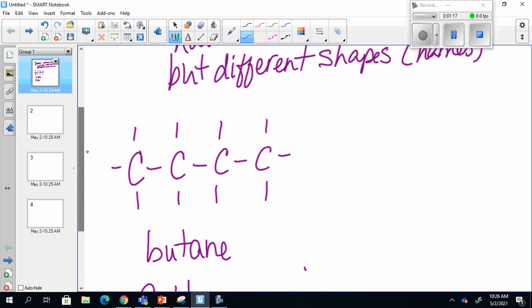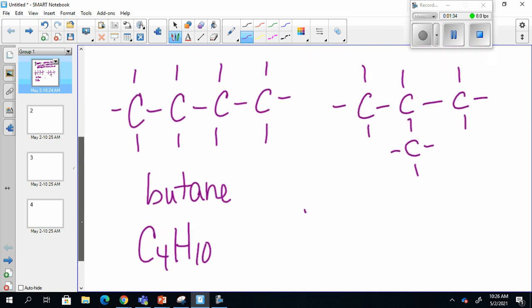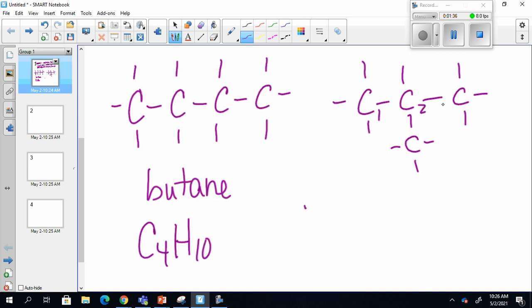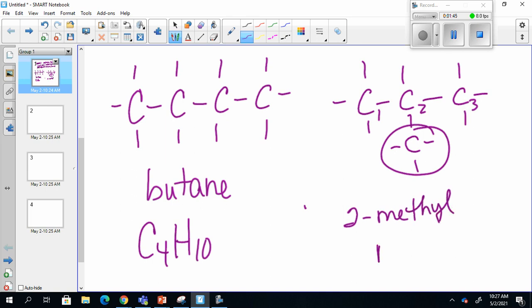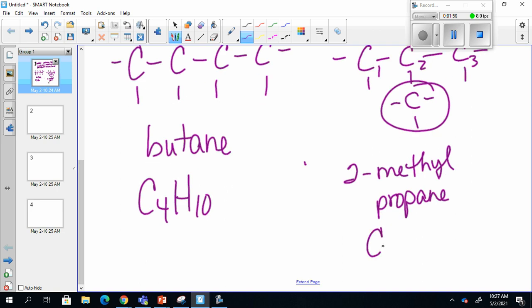So I'm going to do another structure that is also C4H10, but I'm going to make it look different. I'm going to do 3 in a row, and I'm going to have a branch off the middle carbon. All right, so first of all, the name of this, I'd number it 1, 2, 3, and there's my branch. So this is 2-methylpropane. Again, 3 carbons is why the last name is propane. 2-methyl, I'm naming the branch. It is still C4H10.